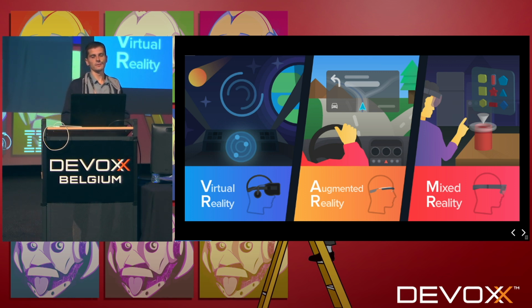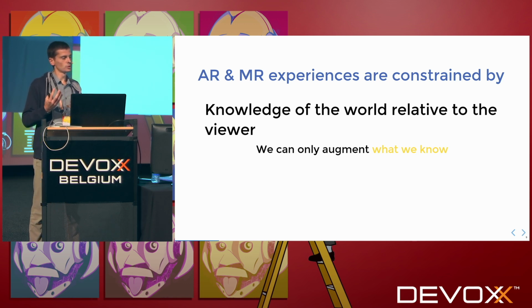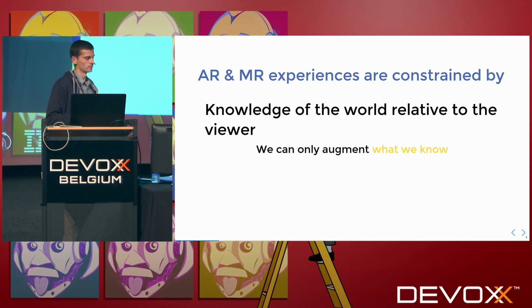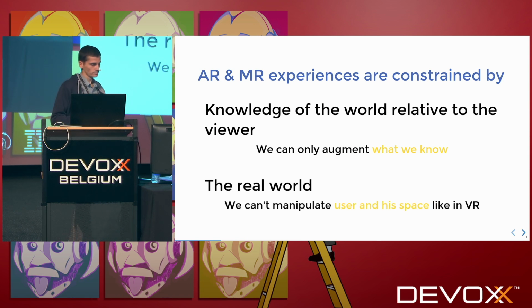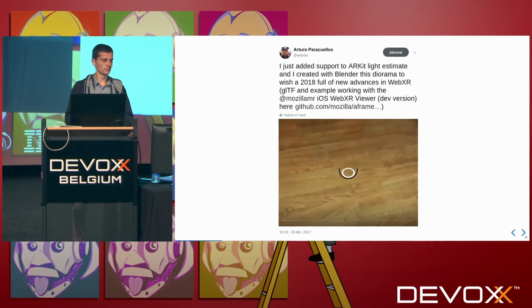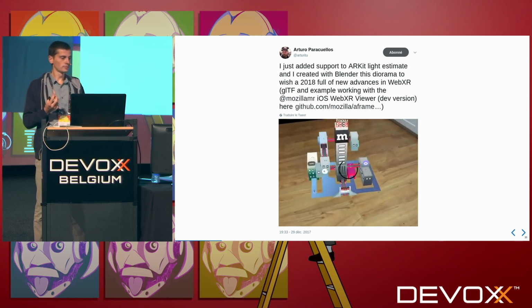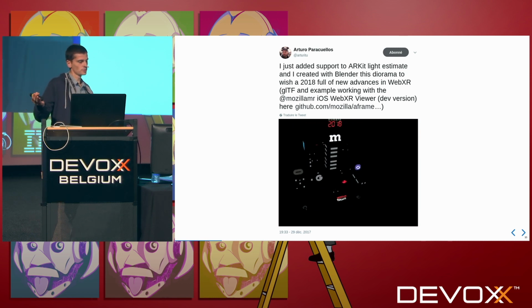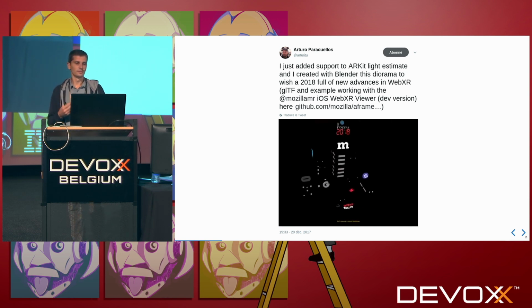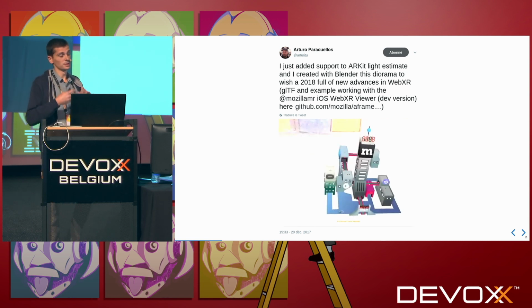And the last two have constraints which are different from virtual reality. The first one is they have to know the world relative to the viewer. In virtual reality, you are in the full virtual world, and in augmented reality, you see the live world, and you can't change this real world, but you can manipulate the user and his space. You have to deal with it during your experience. An example of that is this cool demo made with ARKit, where you have a 3D model put live in augmented reality, and when the user closes the light, the model detects the light and changes to dark mode, for example.